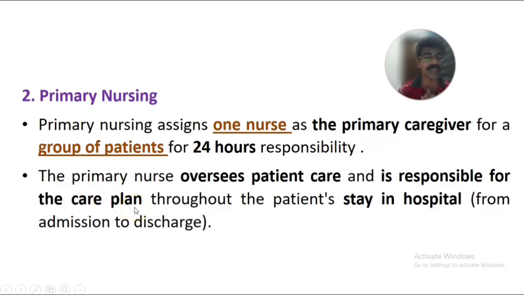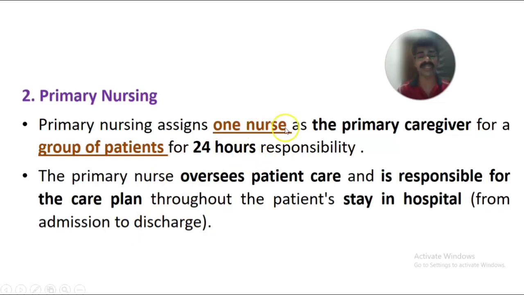The care plan for the particular patient is made or prepared by the primary caregiver, the primary nurse, only. Throughout the patient's stay in the hospital, from admission to discharge, a group of patients is handled by a single nurse as a primary caregiver. Under that primary nurse, there would be supportive nurses or other nurses who come in different shifts, but the ultimate authority, responsibility and accountability is vested only in that primary nurse. So this is the difference between the case method and primary nursing.